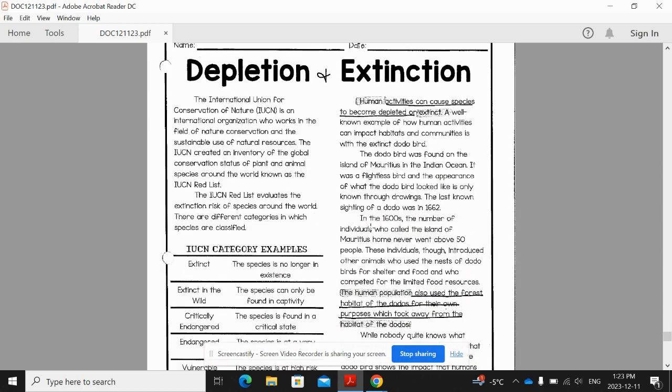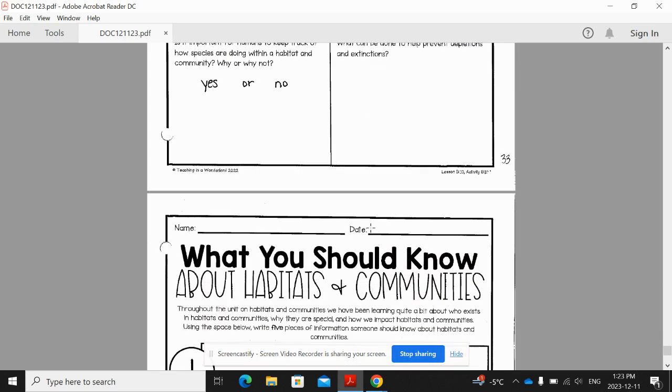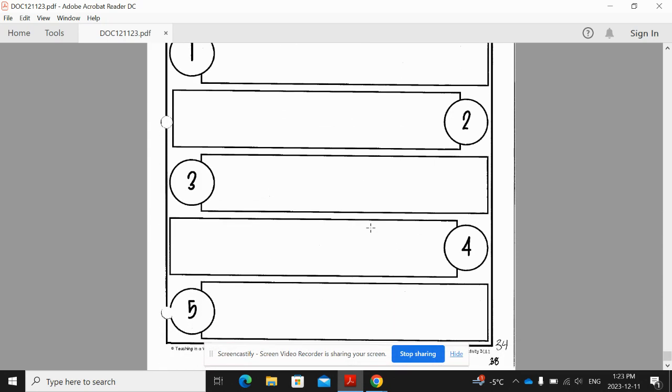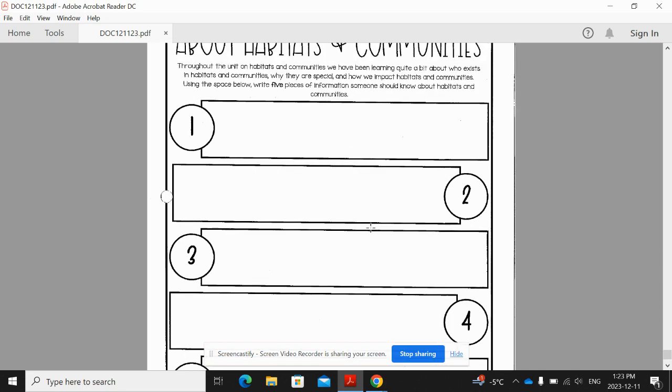And we're going to be reading depletion and extinction together, and then we will do the questions together. And then on the very last page, you are going to write 5 things that you learned in this unit.